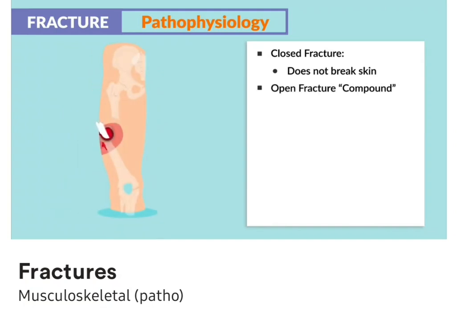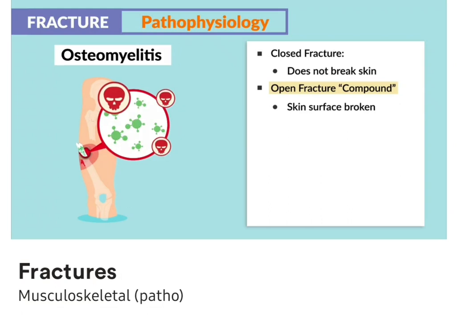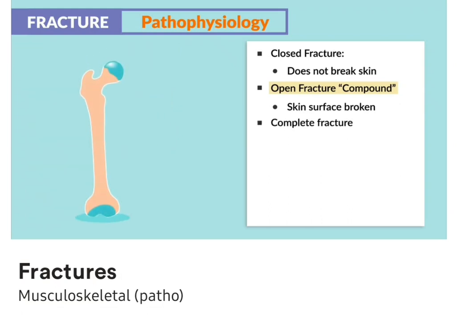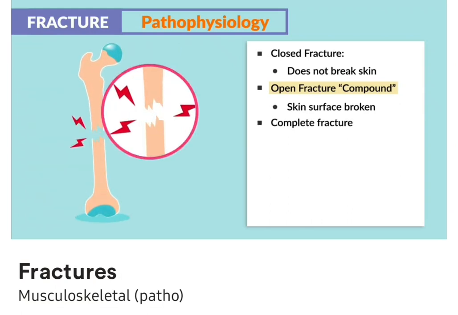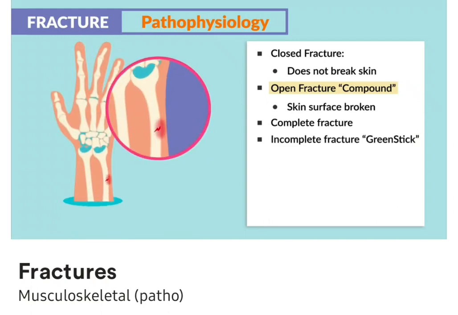Now for an open fracture, also called a compound fracture, the skin surface is broken and bones protrude through, placing the client at high risk for infection, like osteomyelitis, the bone infection, which we cover a little later in this video. Now the other types of fractures, we have a complete fracture, where the bone is broken all the way through. An incomplete fracture, also called a green stick, only goes partially through the bone.